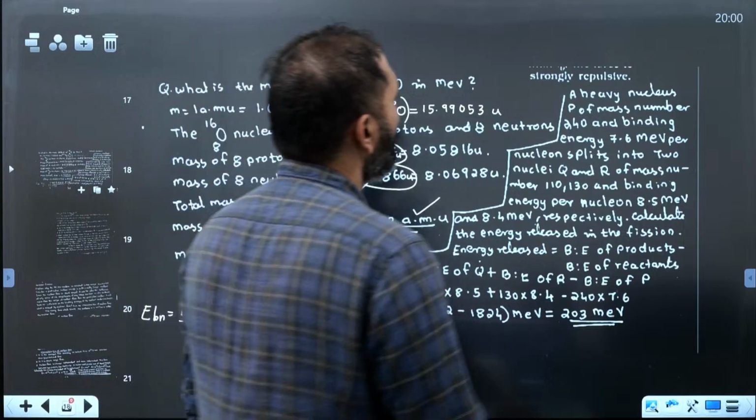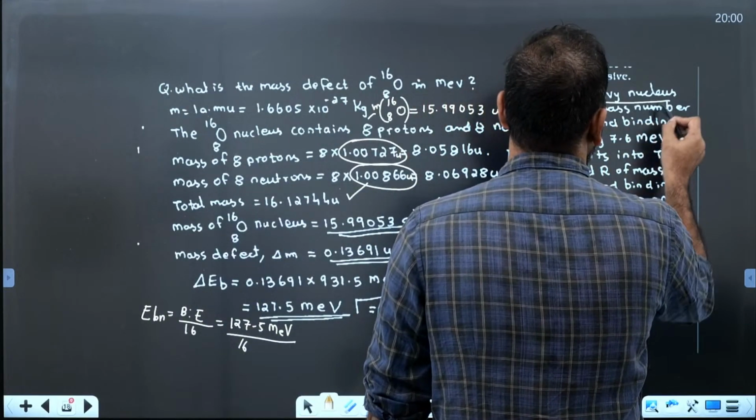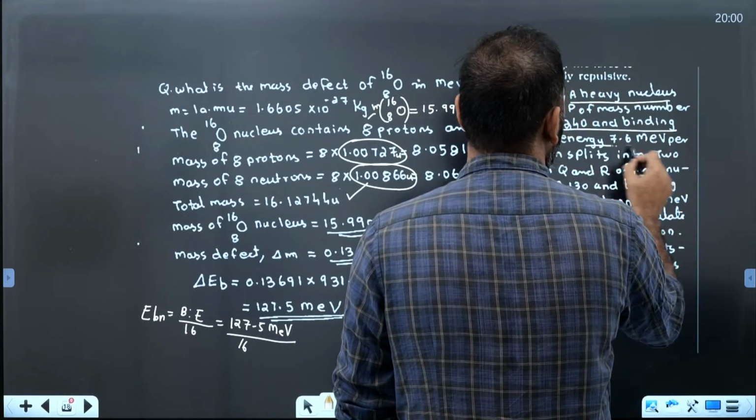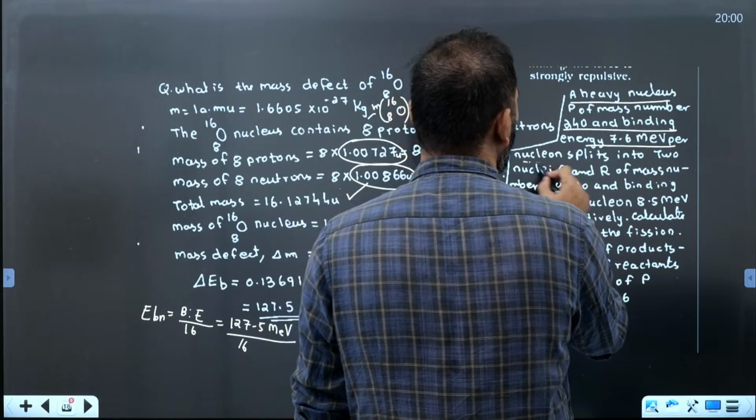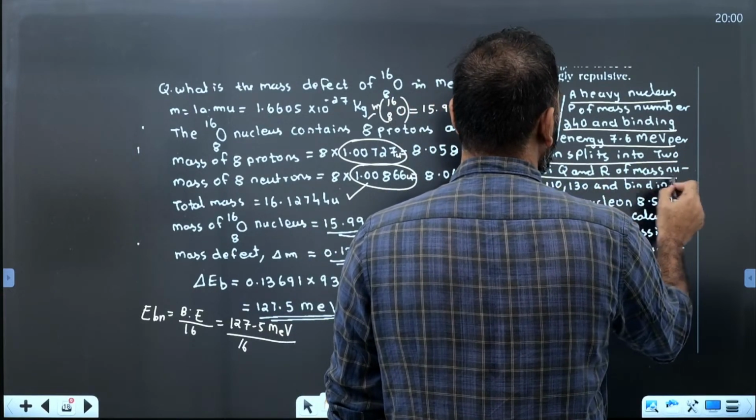A heavy nucleus P of mass number 240 and binding energy 7.6 MeV per nucleon splits into two light nuclei Q and R.